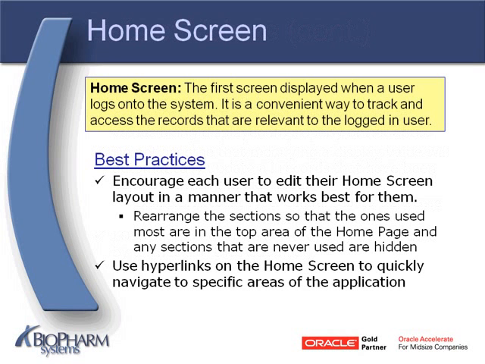The best practice is for each user to organize their home screen in the manner that is most beneficial for their use. The Edit Layout function allows the user to show hidden lists or forms, collapse or expand all the available lists or forms, and even restore the default layout. Modifications are user-specific, so the user can rearrange the sections in such a way that the ones used most often are in the top area of their home page, and any sections they never use are hidden.